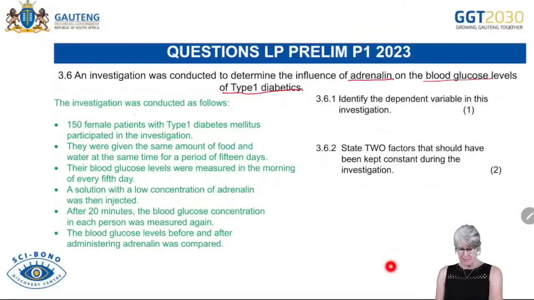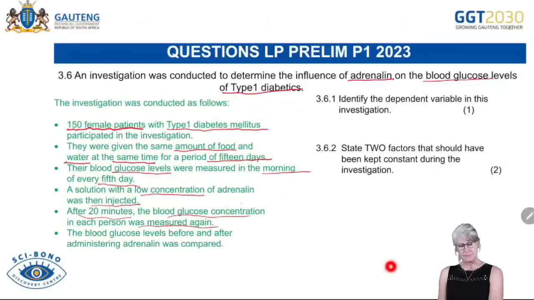Okay, so they say the investigation was conducted as follows. They used 150 female patients with type 1 diabetes mellitus. They were given the same amount of food and water at the same time for 15 days. Their blood glucose levels were measured. So they measured their blood glucose levels in the morning every 5th day. A solution with a low concentration of adrenaline was then injected, and then after 20 minutes, blood glucose concentration was measured again.